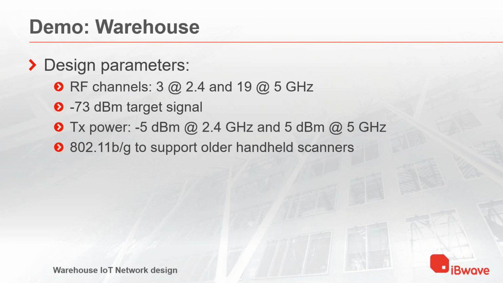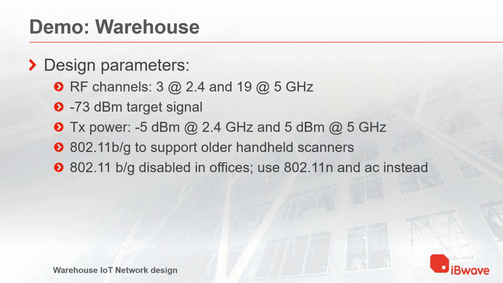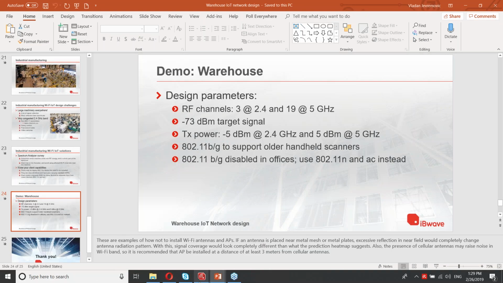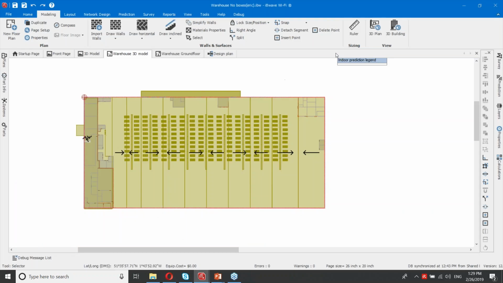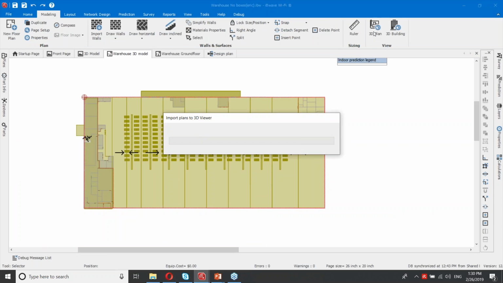Now, 802.11b and g must be included to support older handheld scanners, but this should be disabled in offices, and there use 802.11n and ac instead. Now, having said that, let's move on to examples. So this is a warehouse, and I'm going to show that in a 3D plan.